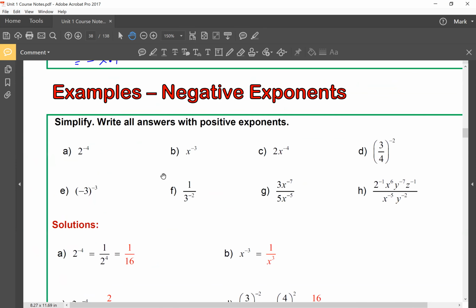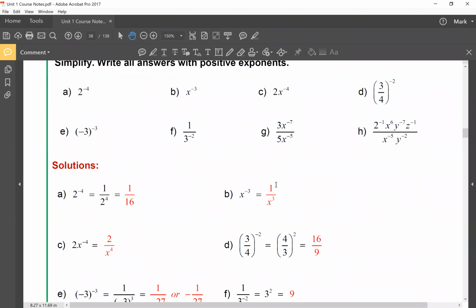Negative exponents. Let's look at some of these. It says write all of the answers with positive exponents. So A is a nice warm up, 2 to the -4. Well, I could flip that, turn it into a fraction. It becomes 1 over 2 to the power of 4. And then I would like to simplify that and write it as 1 over 16.